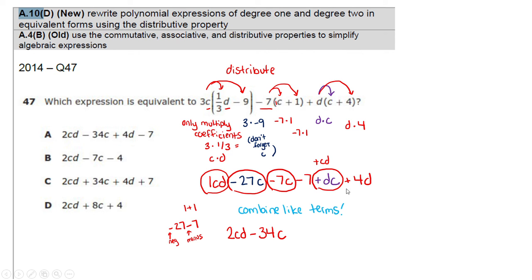Okay, what about these two terms? Are we combining these together? No, we're not, because they're not the same. So you're going to drop them both down. I'm going to put the one with the letter first, and then the -7 last. And that is our answer.